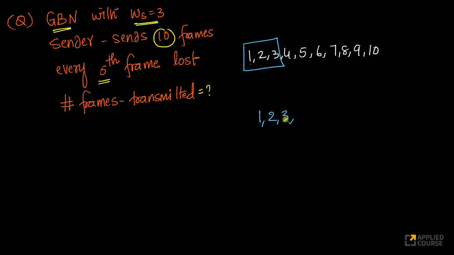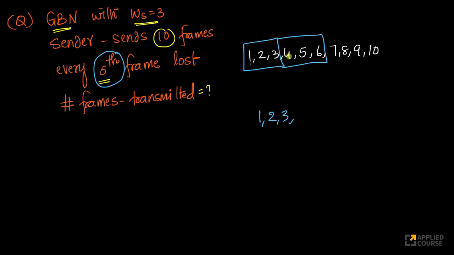I'll send 3. Right? Cool. So let's assume I get an acknowledgement because every 5th frame is lost. I've only sent 3 frames. Everything is cool, so I move the window. Look at this, I simply move the window now. Okay, so now my window is 4, 5, 6. Right? My window is 4, 5, 6.